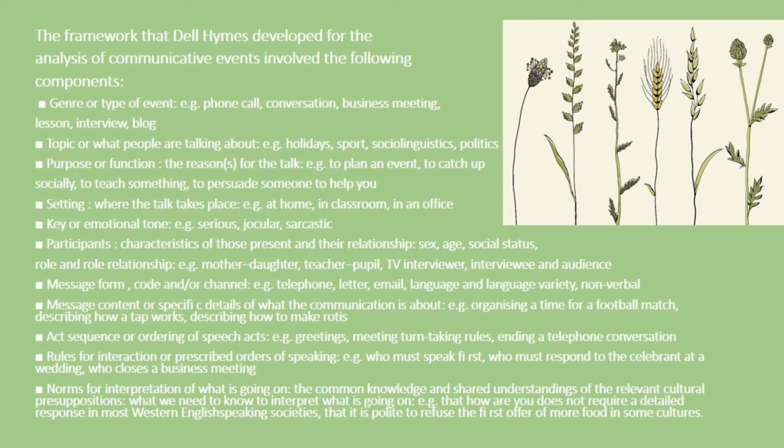The next is act sequence, or ordering of speech acts, like greetings and ending a telephone conversation. The next is rules for interaction, or prescribed orders of speaking. The example is like who must speak first or who must respond to the celebration at a wedding. And the last one is norms for interpretation of what is going on. It is the common knowledge and shared understandings of the relevant cultural presuppositions.